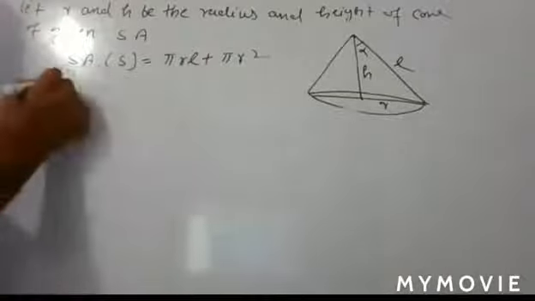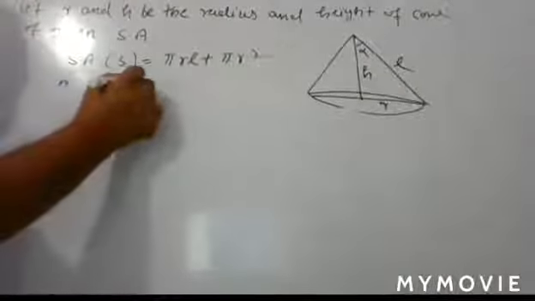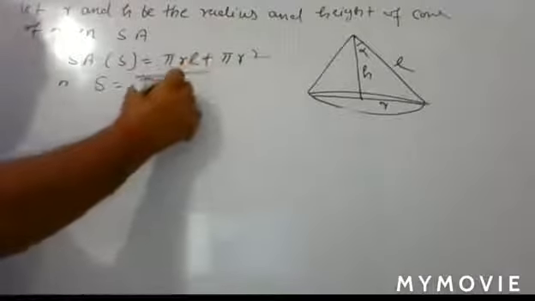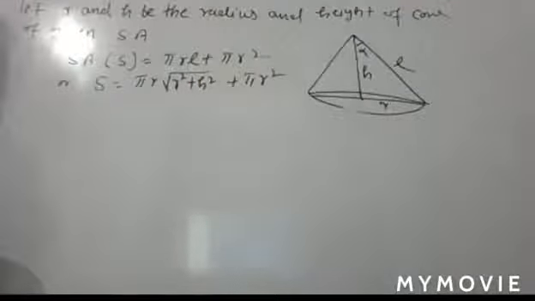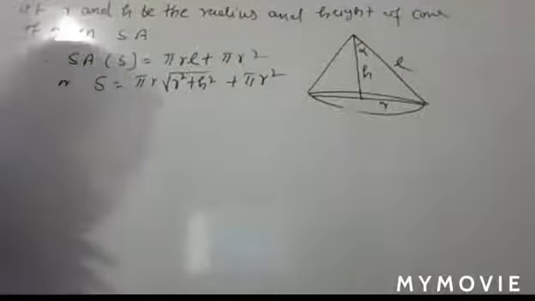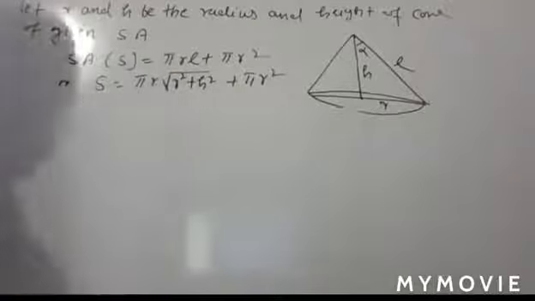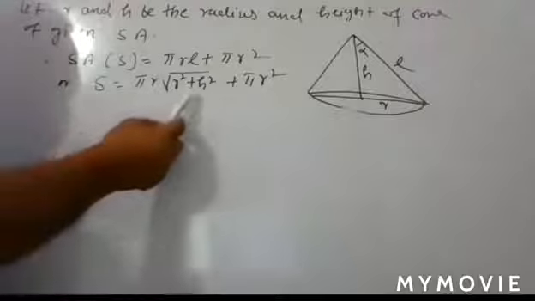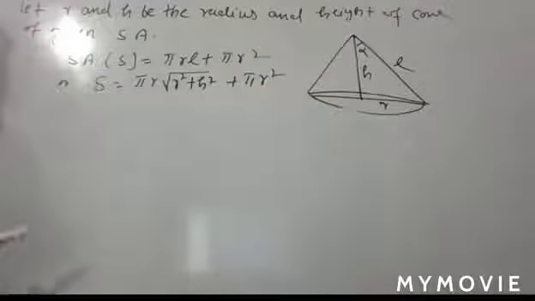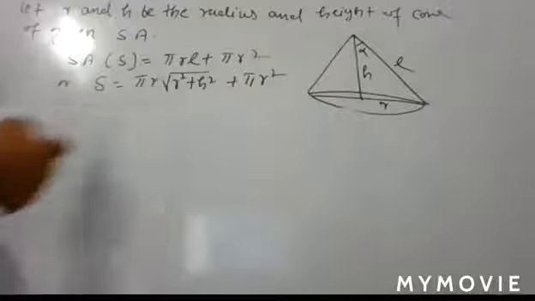Now putting its value, S is equal to pi R under root R square plus H square, plus pi R square. You can write in this way. Understand? And here you have to maximize its volume. The formula for volume is 1 upon 3 pi R square H. So you have the terms of R and H, and it would be easy to get the value of H square from this expression.